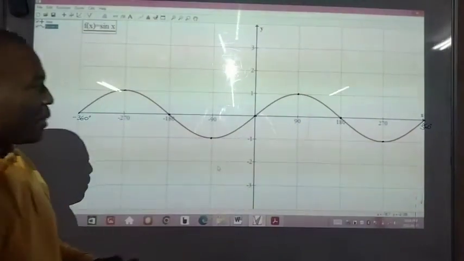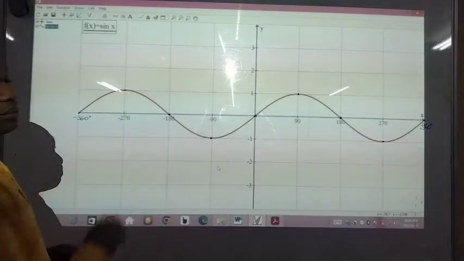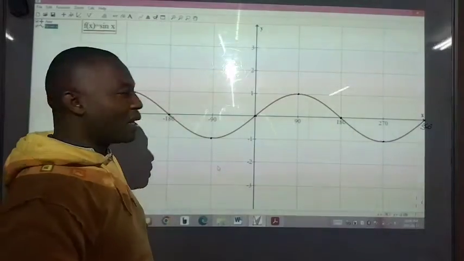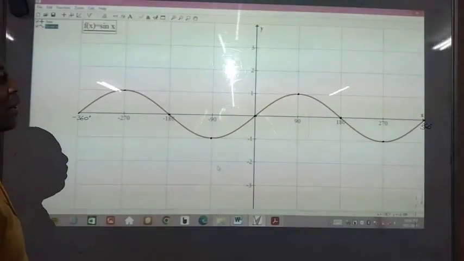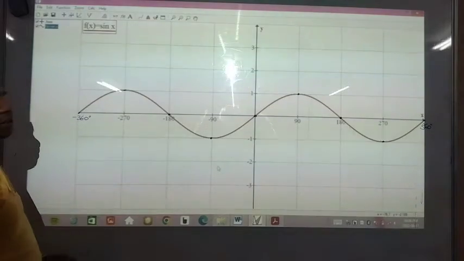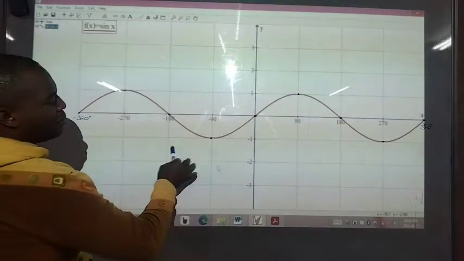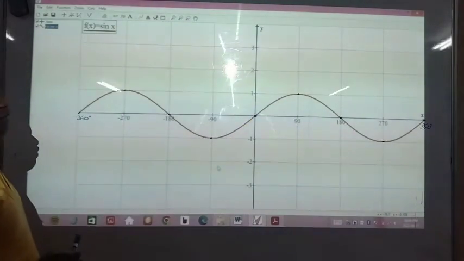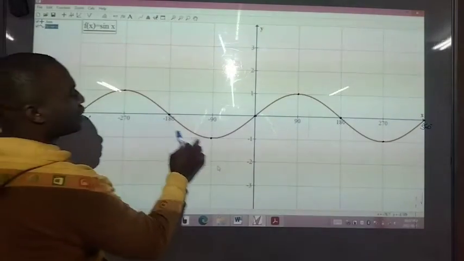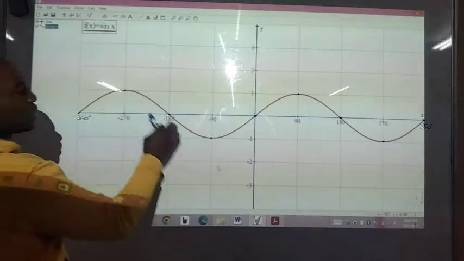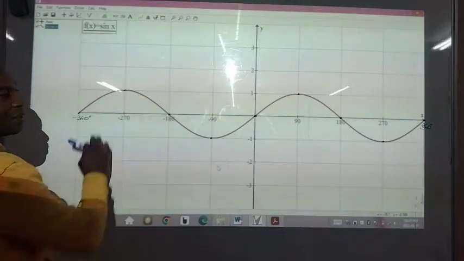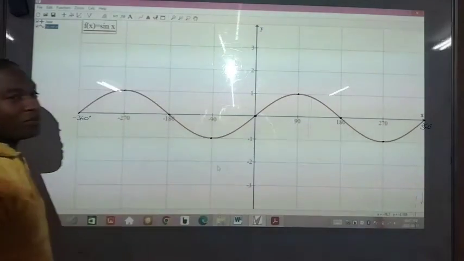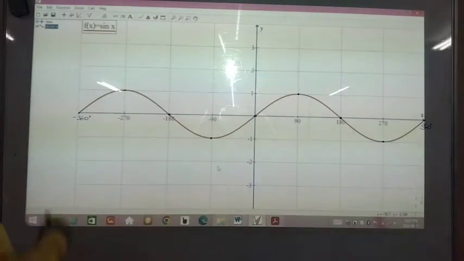So you must know the shape of the graph and the strategic points the graph passes through. Also notice that for the values of y, the minimum is negative 1 and the maximum is positive 1. And also the period, the length the graph takes to complete one cycle, is 360 degrees, and then it repeats itself. So that's the basic graph for sin x.